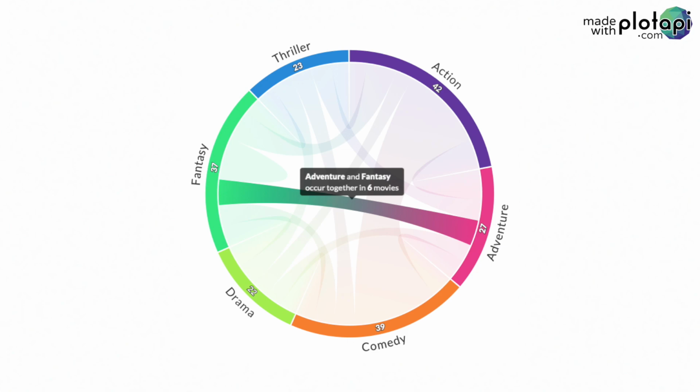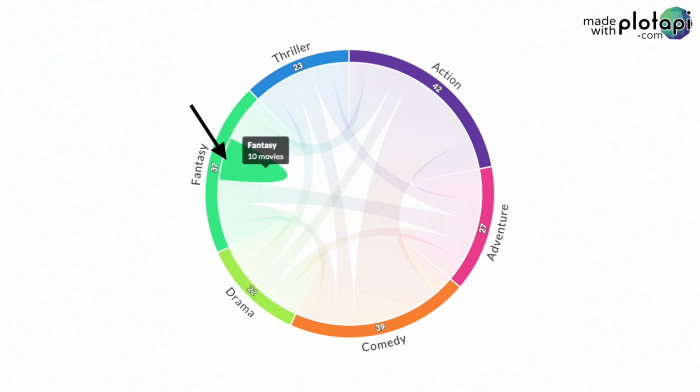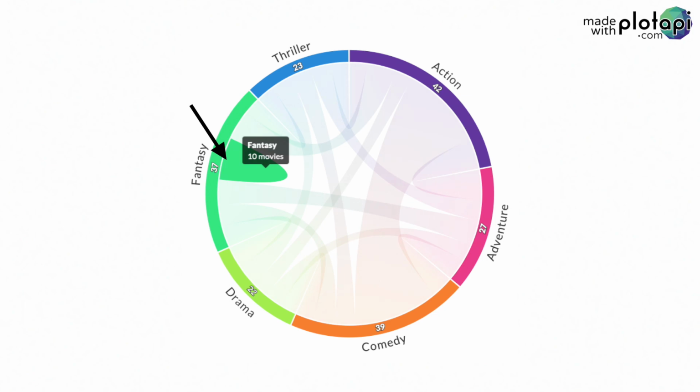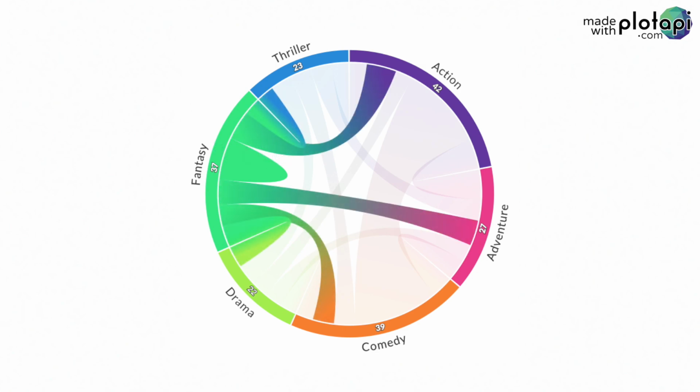For example, we can see that adventure and fantasy occur together in 6 movies. A filled curve or an empty space can be used to indicate the quantity of an entity that doesn't form part of a relationship. For example, here we can see there are 10 movies which only have a single genre of fantasy. And of course, an entity can have a relationship with many other entities.